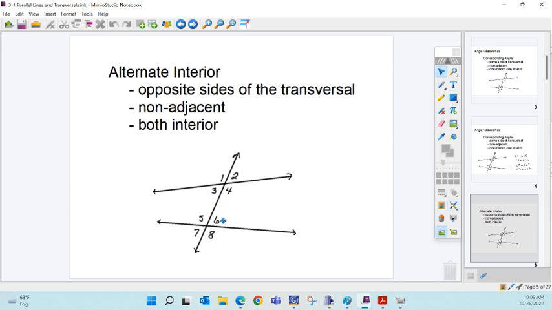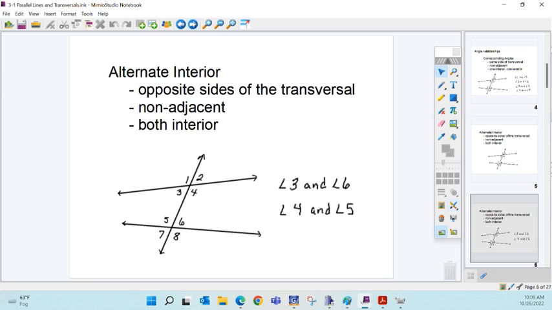What's the other pair of alternate interior in this picture? 4 and 5. 4 and 5. So 3 and 6 and 4 and 5. Okay, so you could write that down so that you know for examples. Alternate, so they're on opposite sides of the transversal, and interior, inside.